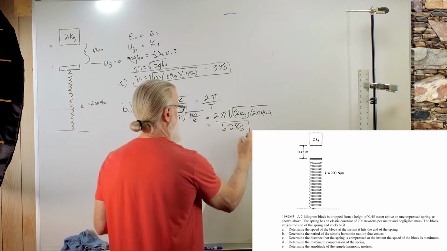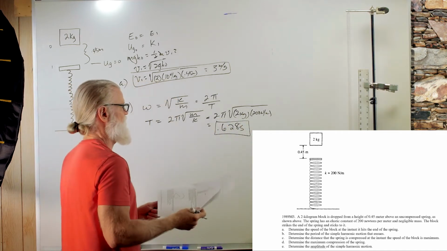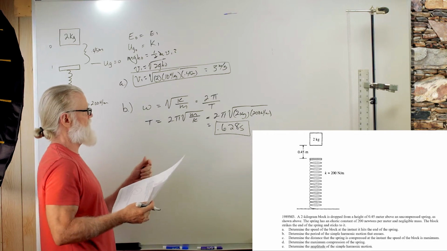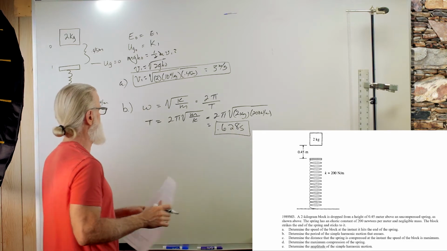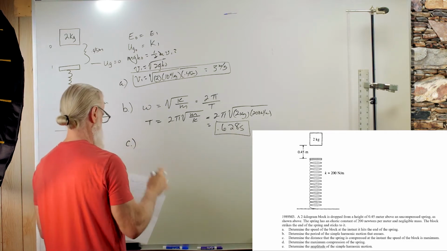All right. Our oscillator behaves just like a horizontal one, right? So omega is the same as we had been doing.